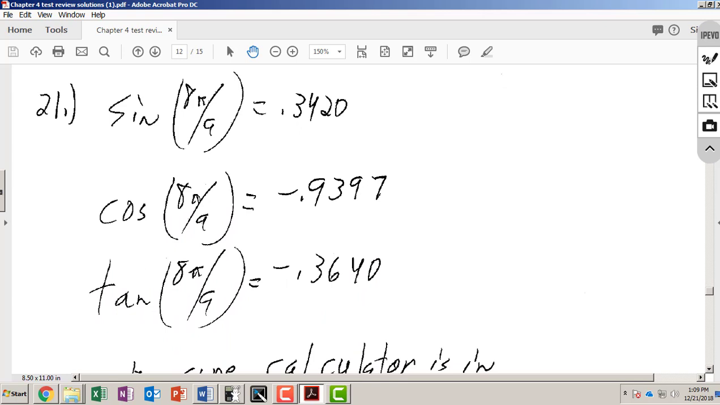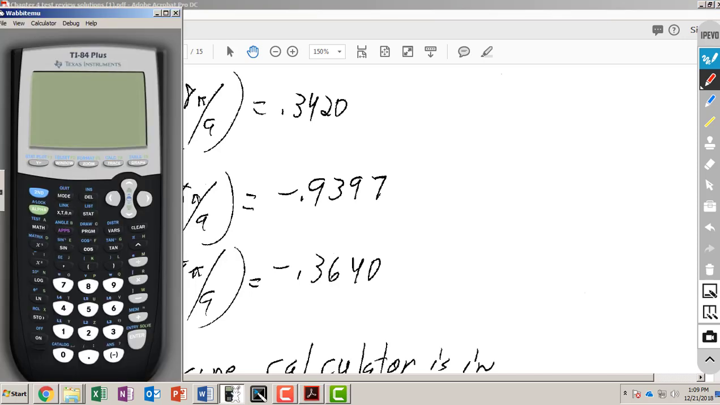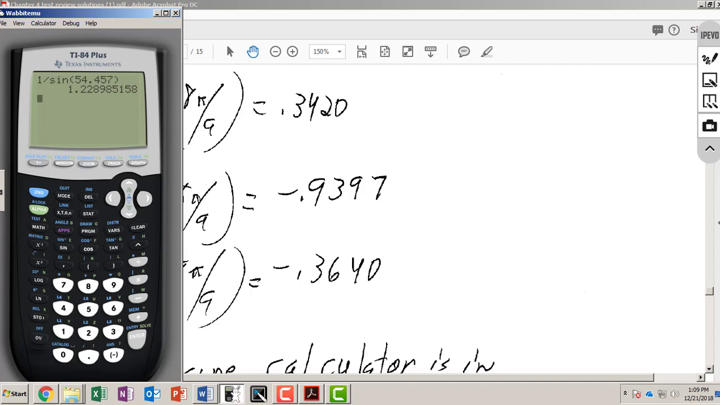Okay, number 21. It just says, use a calculator to evaluate the sine, cosine, and tangent of the real number, rounded to 4 decimal places. So just go ahead and put this in your calculator. Make sure that you are in the correct mode. If I remember right, we changed it already to degree mode, so let's check to make sure. It should be in radian mode. That's what it is. So change your calculator to radian mode.